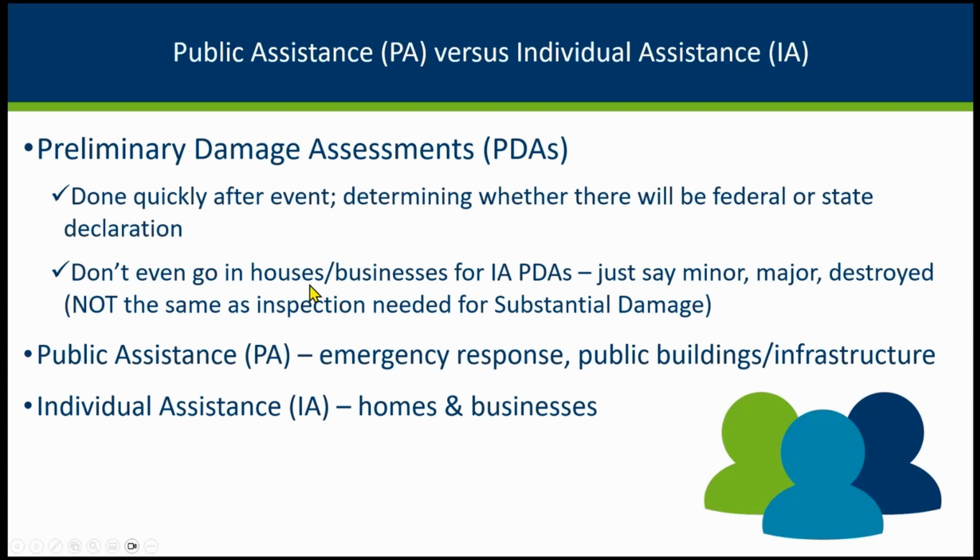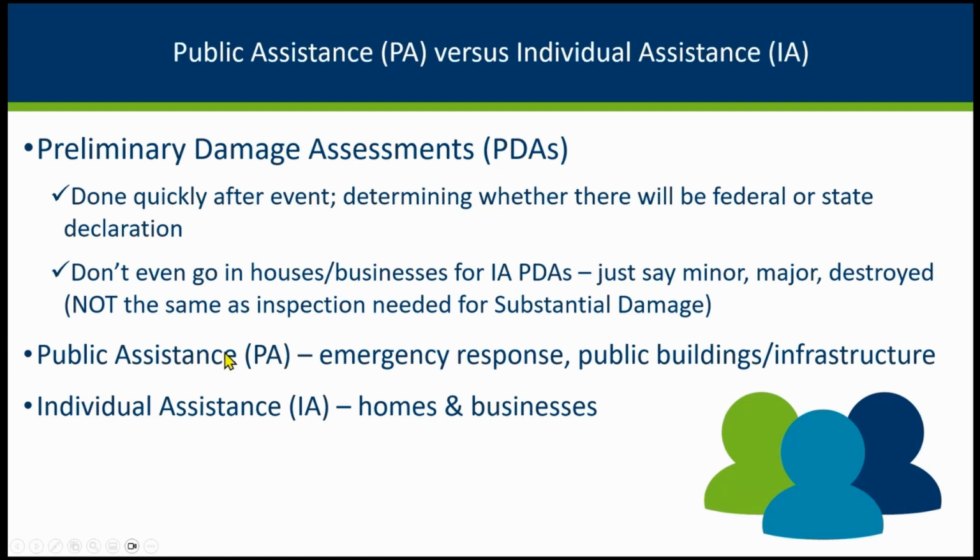Just note that if they are looking at whether there should be an individual assistance declaration, they're mainly looking at the outsides of the homes and businesses, and they're just looking at whether it's going to be minor, major, or destroyed, and if they think there's enough damage to have that declaration. Those inspections are not adequate for your substantial damage inspections, but they can help inform what part of the city, what part of the county, we need to be looking at more carefully for that damage.